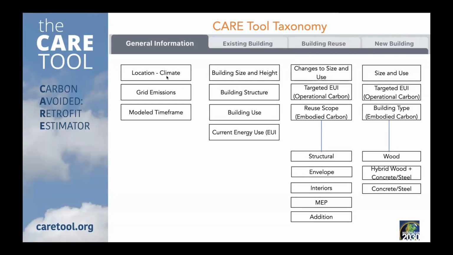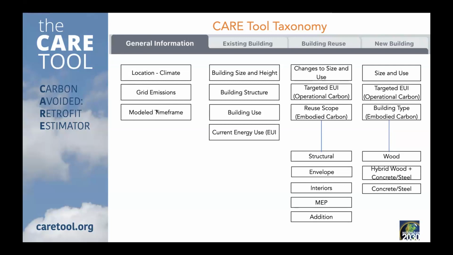Under general information, you enter the location, which sets your climate zone and also sets your default grid emissions. And you can actually modify the grid emissions. You have a tab to allow you to do that depending on your state, because right now it comes with current grid emissions, and you can change that. And then you set the time frame you want to model it for.